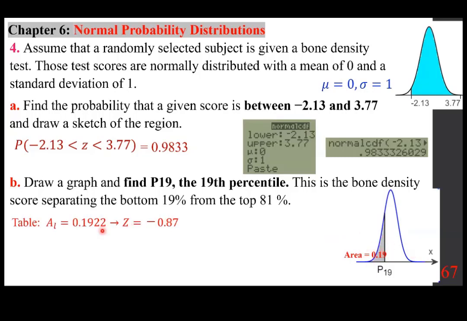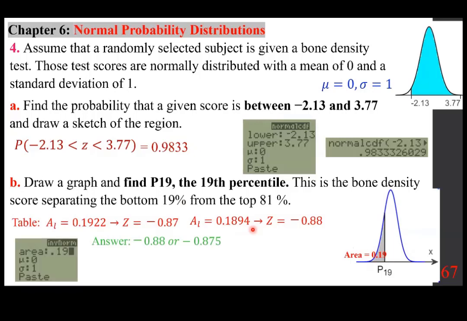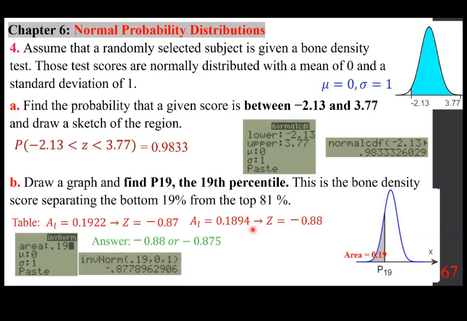If we go with the table, 0.19 doesn't exist, but 0.1922 as well as 0.1894 give us two different z-scores, and so we pick a number that is either closer or in between. We could also use the inverse norm, and it results in the proper answer. Pay attention to the fact that it has to be negative.